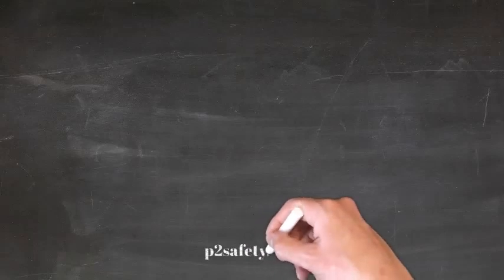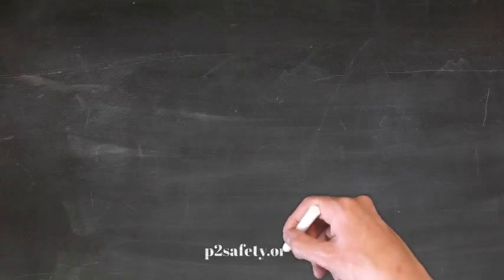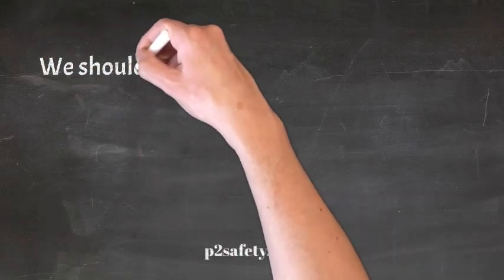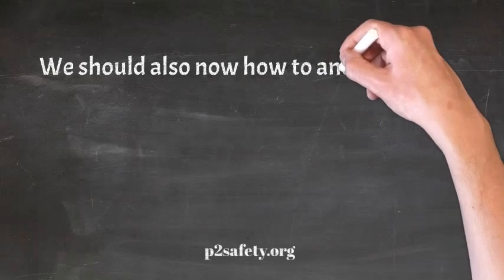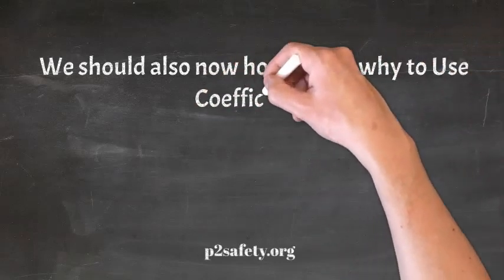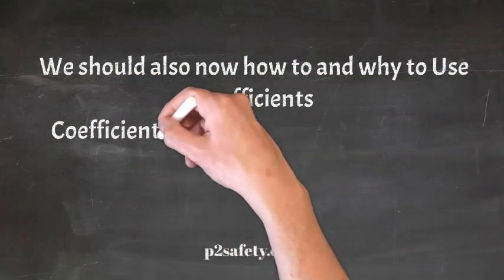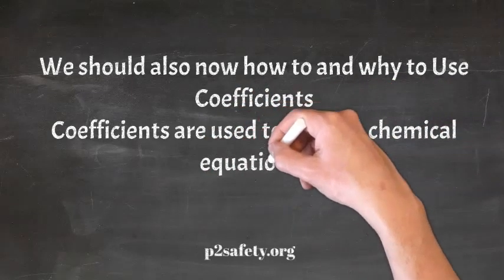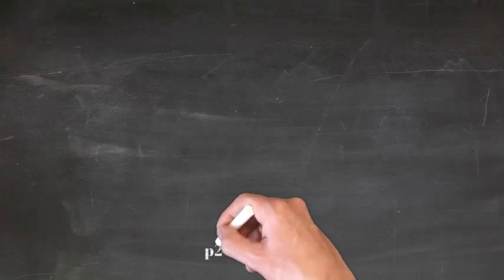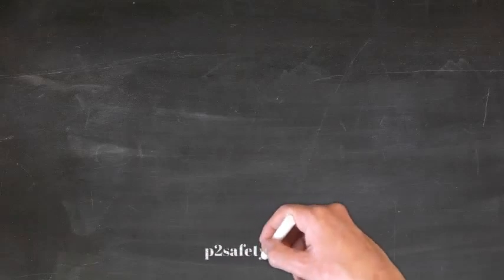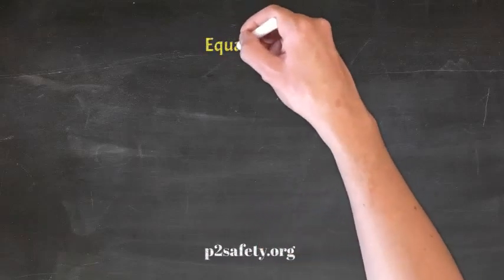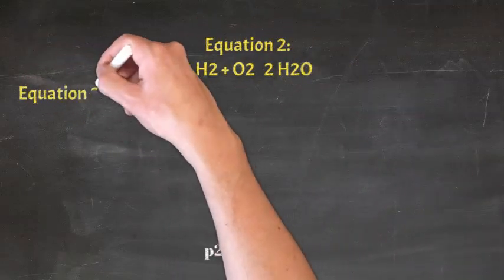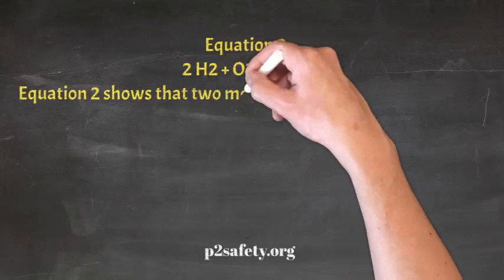We should also know how to and why to use coefficients. Coefficients are used to balance chemical equations. A coefficient is a number placed in front of a chemical symbol or formula. It shows how many atoms or molecules of the substance are involved in the reaction. For example, 2 molecules of hydrogen would be written as 2H2, and 2 molecules of water would be written 2H2O. A coefficient of 1 usually isn't written.